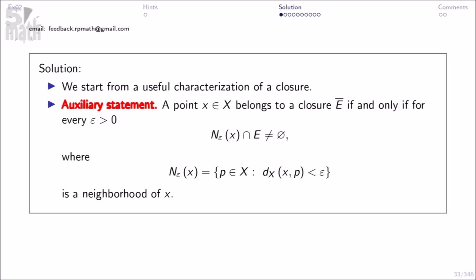Solution. We start from a useful characterization of a closure. Auxiliary statement. A point x belongs to a closure E bar if and only if, for every epsilon greater than 0, this, where this is a neighborhood of x.